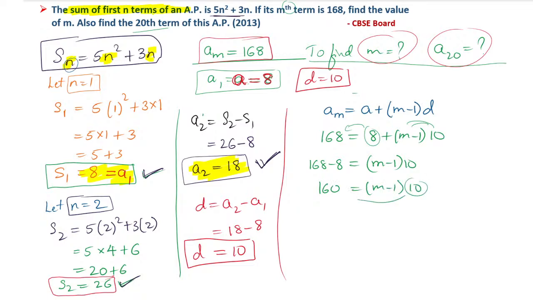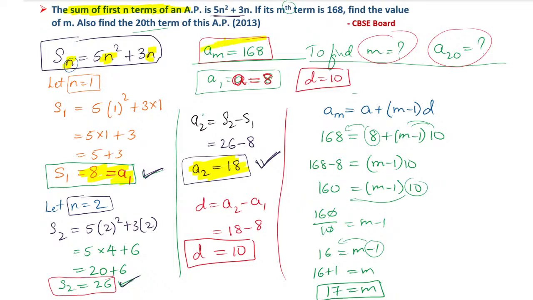So 10 we can shift to the other side. It will divide 160 by 10, that is equals to M minus 1. So it will be 16, that is equals to M minus 1. Minus 1 is shifted because minus 1 is the constant term. So plus 1 it will be, that is equals to M. So 16 plus 1 is 17, that is your M value. So the 17th term of the given AP is 168, that is the answer. 17th term of an AP is how much? 168. So this is your 17th term. So M value is 17. Like this way we found the 17th term, that is 168.